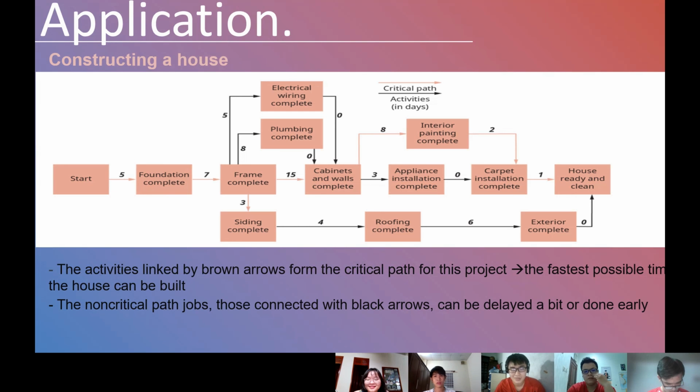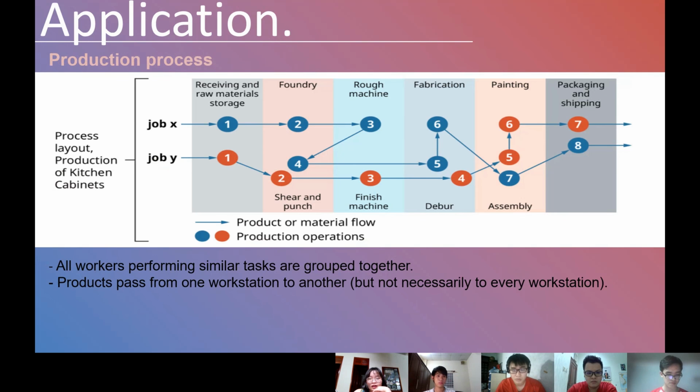The activities linked by the brown arrows form the critical path of this project. It tells us that the fastest possible time the house can be built is 38 days, the total time along the critical path. The non-critical path jobs, those connected with the black arrows, can be delayed or done early. Short delays in installing the roof won't delay the construction of the house, because those activities don't rely on the critical path. The next application is about the production process.